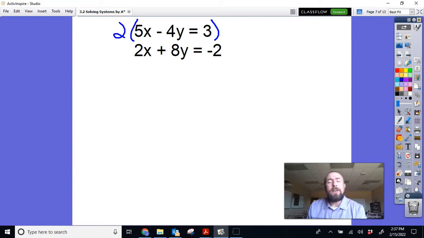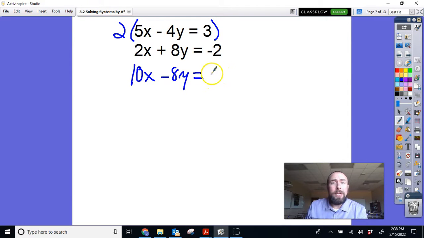So when you multiply this by 2, 2 times 5x would be 10x. And let me save a little bit of space here. I'm going to come down right below it. 2 times negative 4y would be negative 8y. And then 2 times 3 would be 6. That's a very common mistake. Watch out and make sure you multiply that number by 2 also.